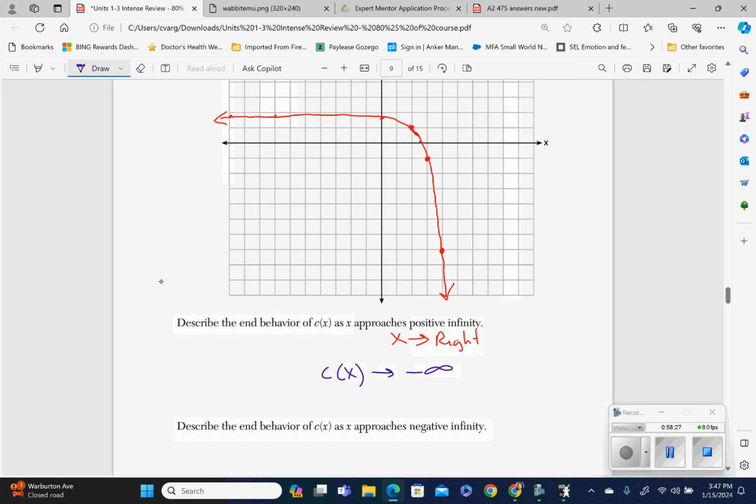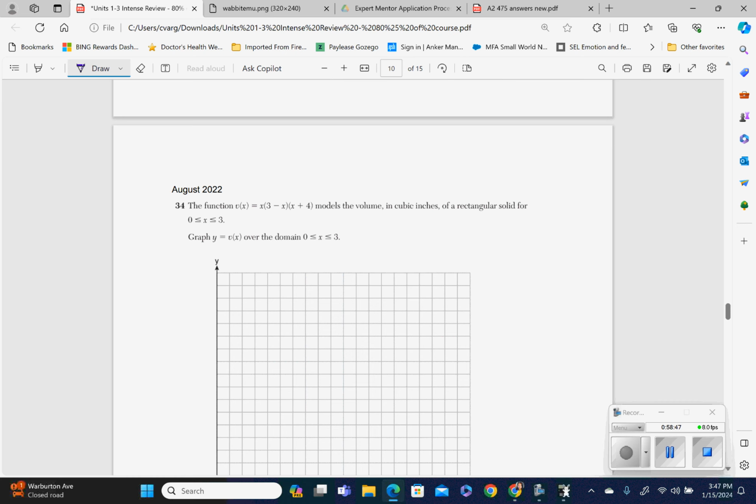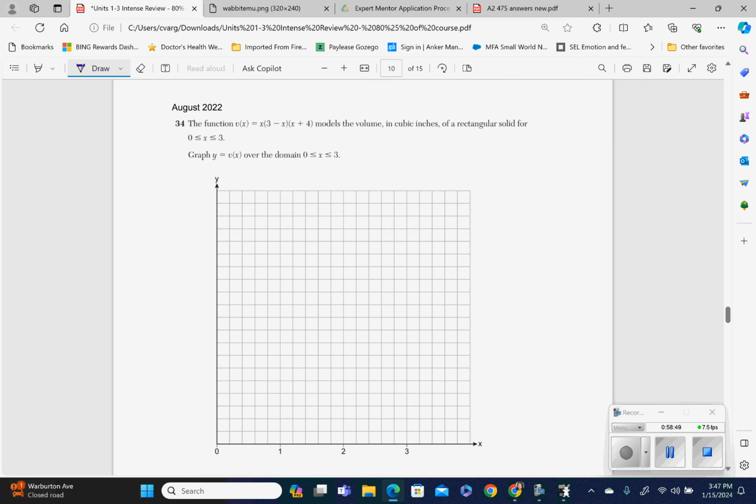All right, describe the end behavior of c of x as x approaches negative infinity. So now as we're going to the left, we kind of already talked about this. The number is getting very, very close to 2. It's never going to cross and go to 3. It's getting very close to 2. So c of x is going to approach the number 2, okay? That is our full 4 points here.